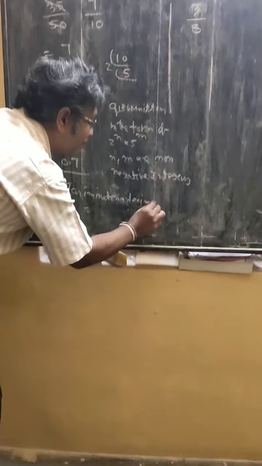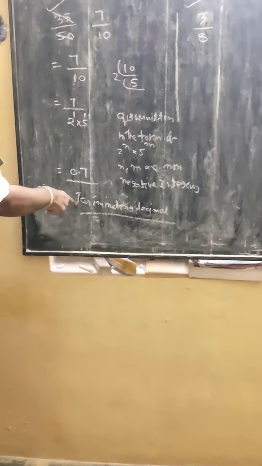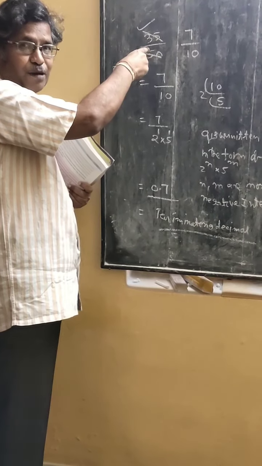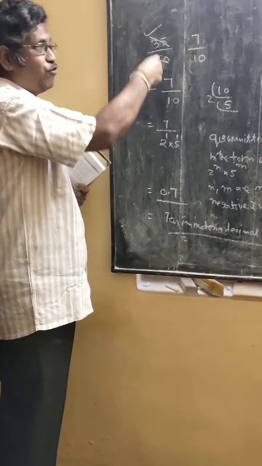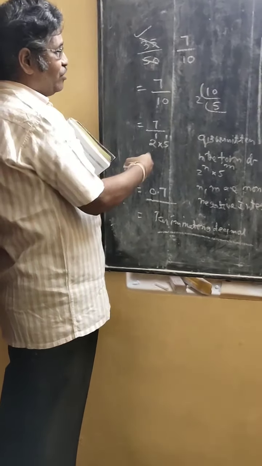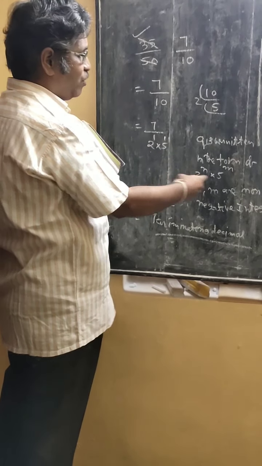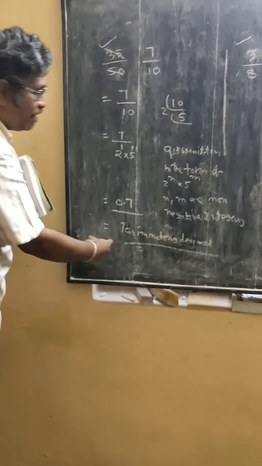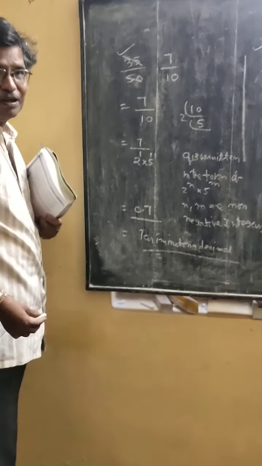Terminating decimal. See, yesterday a terminating decimal was given, and it was converted into p by q form. Today p by q form is taken. If q is written in the form of 2 power n into 5 power m, where n, m are non-negative integers, it can be written as a terminating decimal.